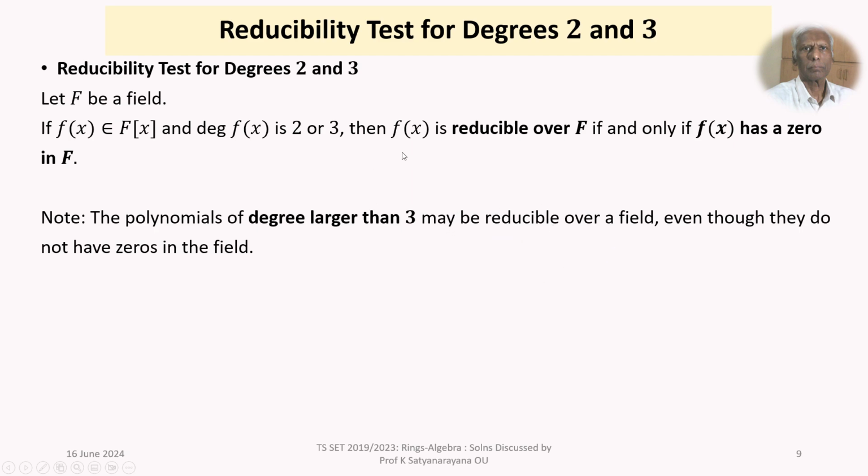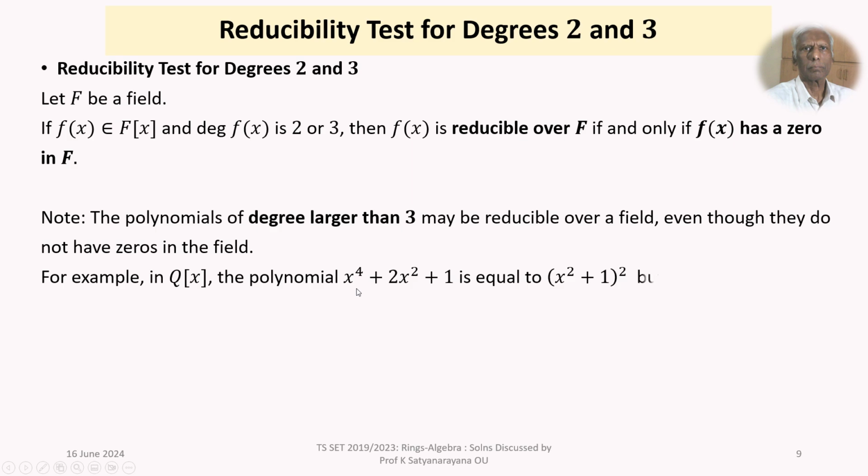That means this test doesn't hold for polynomials of degree greater than or equal to 4. So let's give an example. In Q[x], the polynomial x^4 + 2x^2 + 1 is a polynomial.